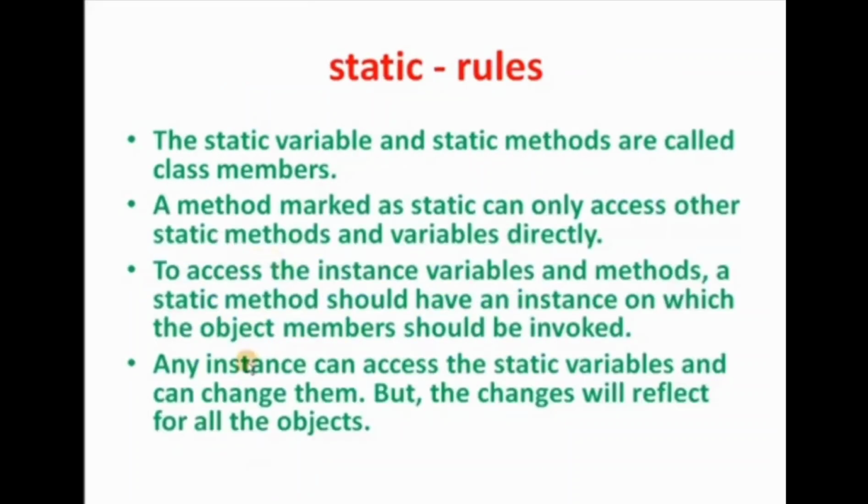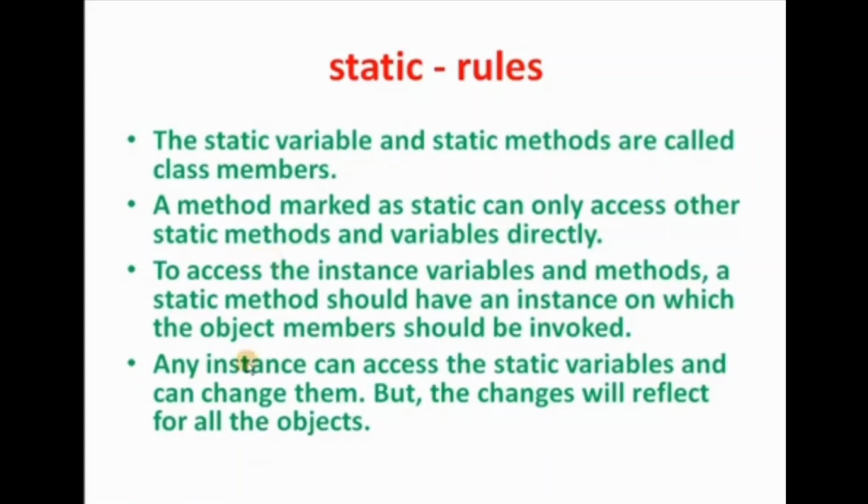And the rules for static. The static variables and static methods are called class members. A method marked as static can only access other static methods and variables directly. To access the instance variables and methods, a static method should have an instance on which the object members should be invoked. Any instance can access the static variables and change them, but the changes will reflect for all the objects.